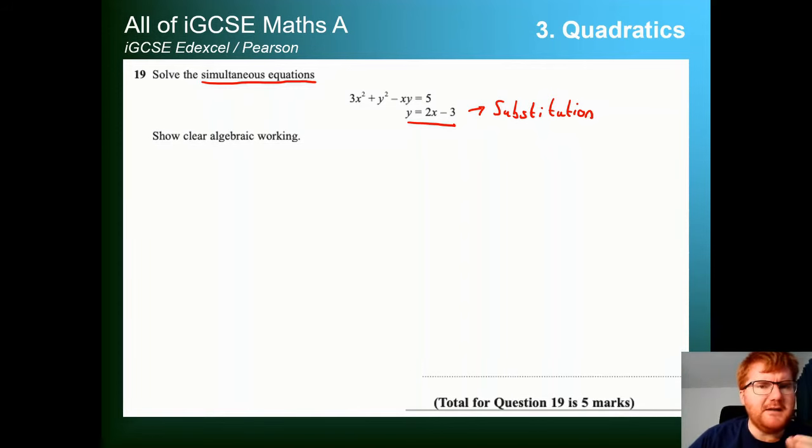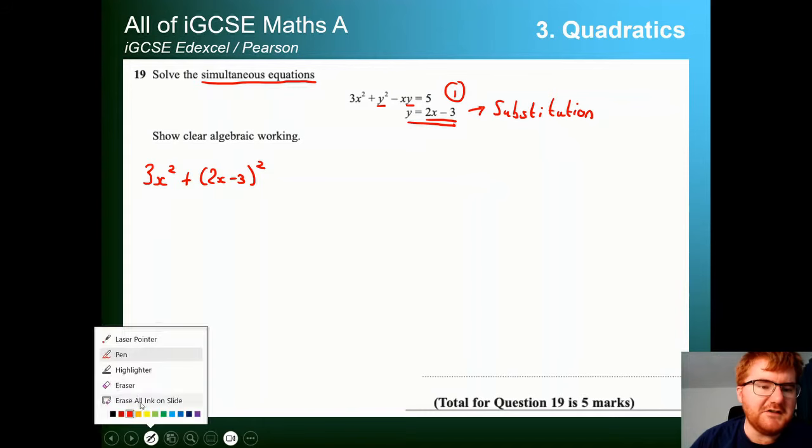Now what do I mean by this? Well, notice y is equal to 2x minus 3 here, the second equation. So in the first equation, wherever I see a y, I can replace this with the right hand side of this equation. So all I'm going to do is copy out the first equation, so equation 1 here. Wherever I see a y, I'm going to put a 2x minus 3. So this gives us then 3x squared plus, well, wherever I see a y, I put 2x minus 3. So 2x minus 3 all squared.